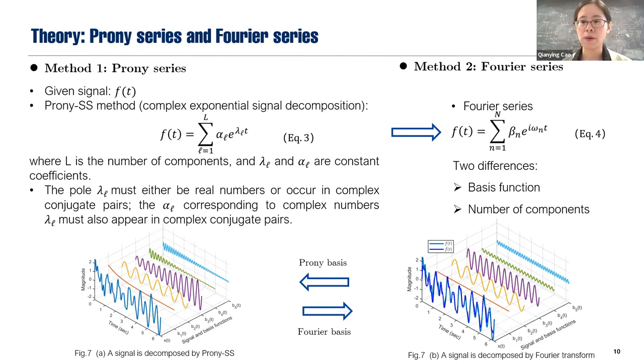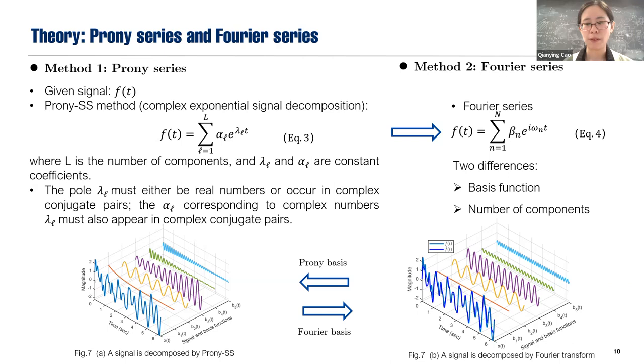From a discrete transform perspective, performing a Laplace or Fourier transform is essentially projecting a function onto basis functions. In the Laplace transform, the complex exponential functions are used as a basis function, while in the Fourier transform, harmonic functions serve as a basis. Equation 3 and equation 4 are referred to as the Prony series and the Fourier series, respectively. As we can see from equation 4, the Fourier series is composed of many harmonic components, each with a unique frequency, that is, an integer multiple of the fundamental frequency.